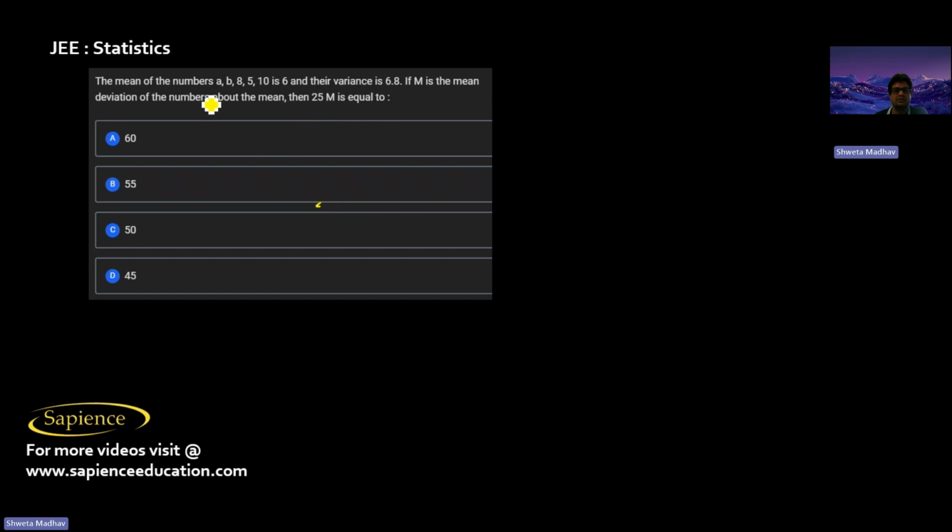And here it is told the mean of the numbers is 6 and the variance is 6.8. If m is the mean deviation of the numbers about the mean, then 25m is equal to.